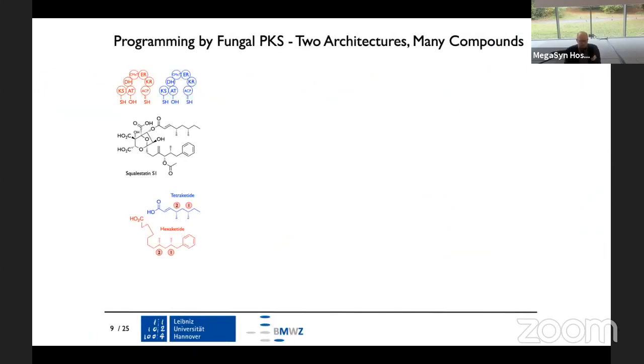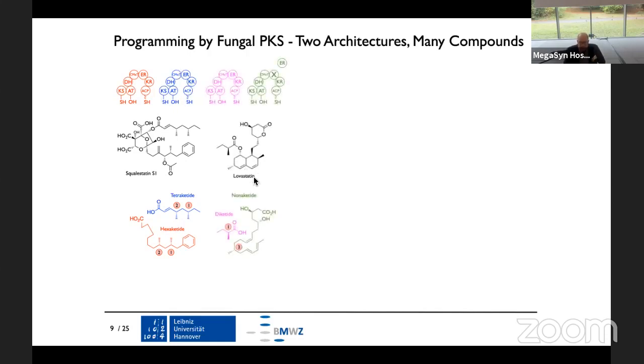I need to just introduce a bit more information. There are 2 main architectures that we see in fungi for these highly reducing systems. I've talked a little bit now about the squalestatin system. So here we see 2 polyketides made, a tetraketide and a hexaketide. They're both made by basically this type of polyketide synthase, which is almost identical to the vertebrate fats. We've got the same domains in the same order.